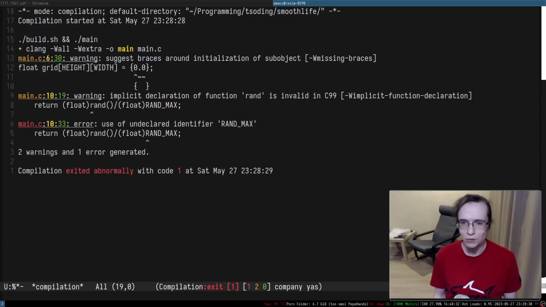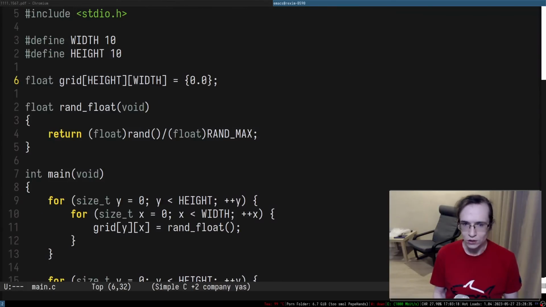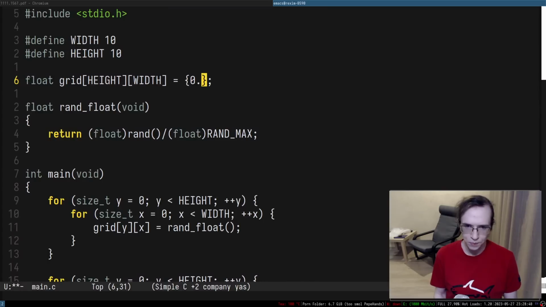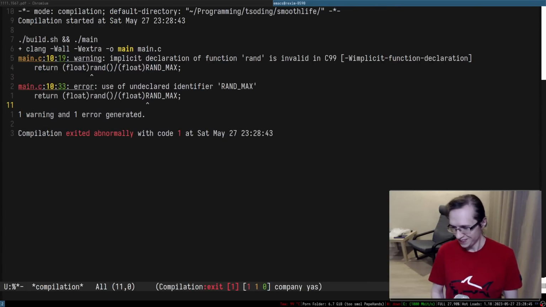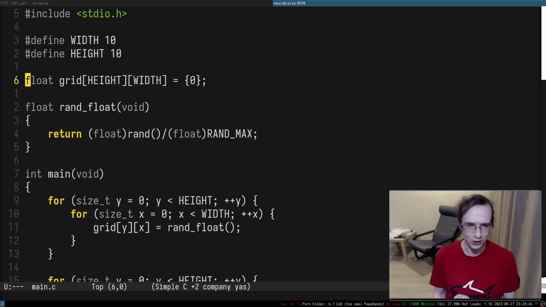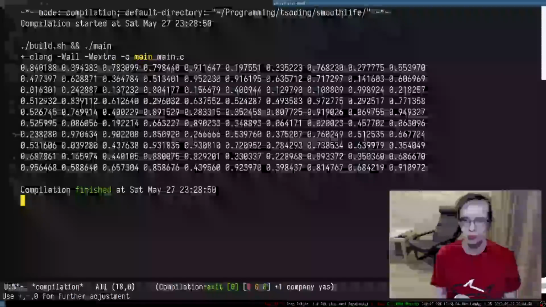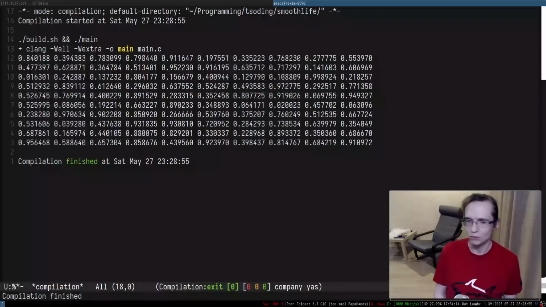RAND_MAX is not available, everything is broken, nothing works. That's why you have to program in JavaScript, because you never have to compile, so you're never going to have compilation errors, even though you're going to have runtime errors. But who cares? At least you're not going to have any compilation errors. So here we just need to include stdlib, and there we go. So here is random bullshit.